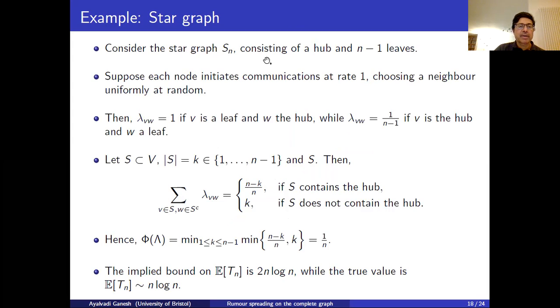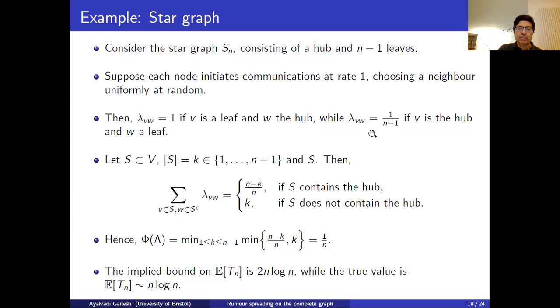So we consider the star graph. Again, we are starting by describing things from a node-centric perspective. Each node is going to initiate communications at rate 1, meaning there's a Poisson clock at each vertex. It rings at rate 1. And when it rings, you choose a neighbor at random and communicate. So if V is a leaf and W is the hub, then the clock at V rings at rate 1. There's only one neighbor, which is the hub W. We can't communicate with anyone else, so it communicates at rate 1 with the hub. What about the hub? When the clock rings, it has n-1 choices of whom to communicate with. It picks one at random. So the rate at which it communicates with any specific leaf W is 1 over n-1. So these are the rates.